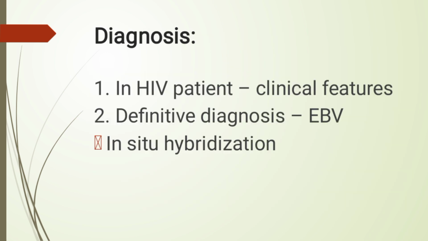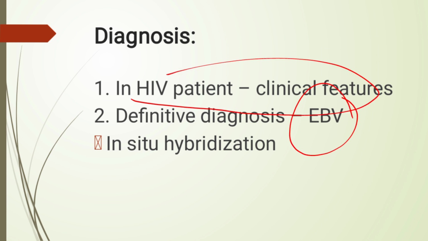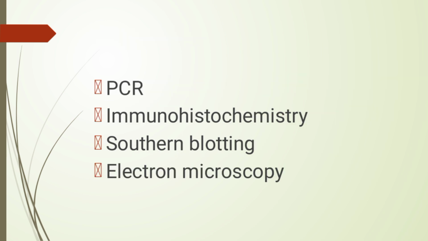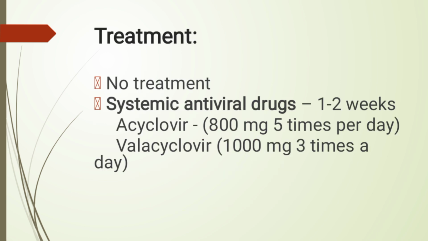Now, diagnosis: how will you diagnose it? Patients with HIV can have this clinical feature, and the definite diagnosis is in patients with Epstein-Barr virus who have oral hairy leukoplakia. Another method is in situ hybridization; you should just know that we also do in situ hybridization. PCR, polymerase chain reaction, we also do. Immunohistochemistry we also do for this. Southern blotting is another method. Electron microscopy is another method for this.